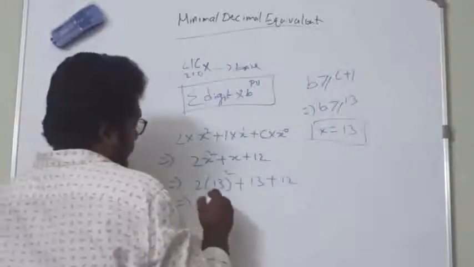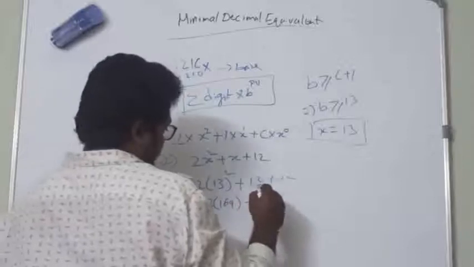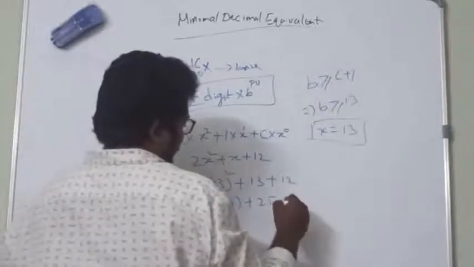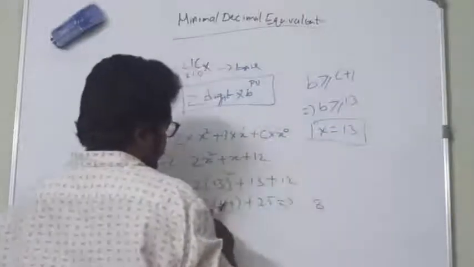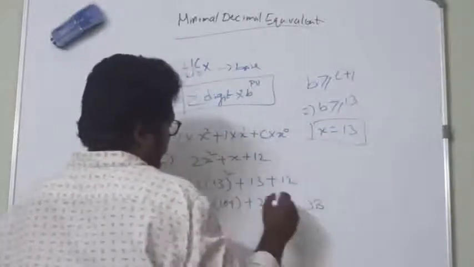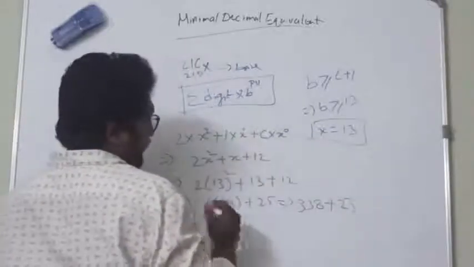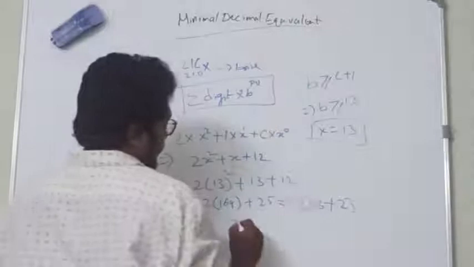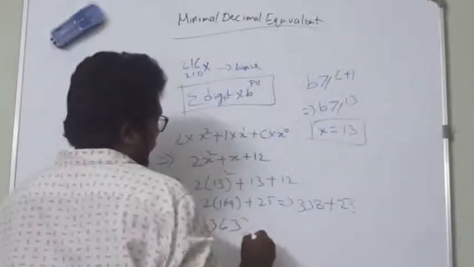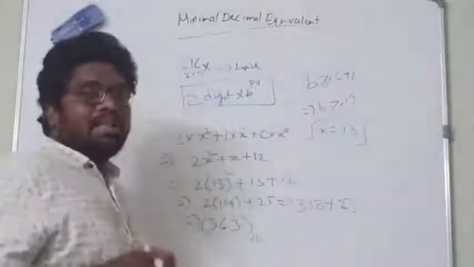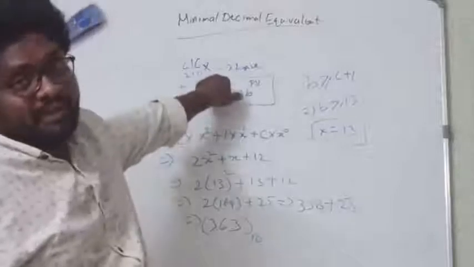It implies 2 into 169 plus 13 plus 12, which is 25. 2 times 169 is 338, plus 25, and it implies 363. 363 is the minimum decimal equivalent of the given unknown base number.